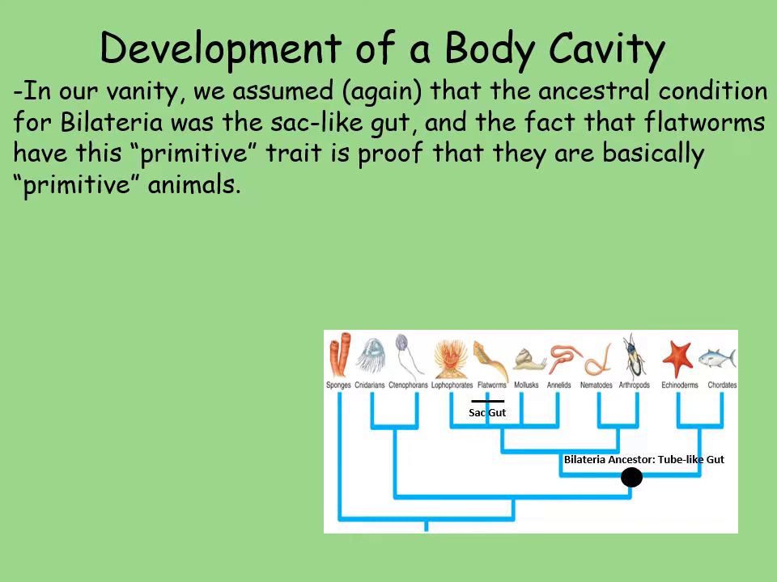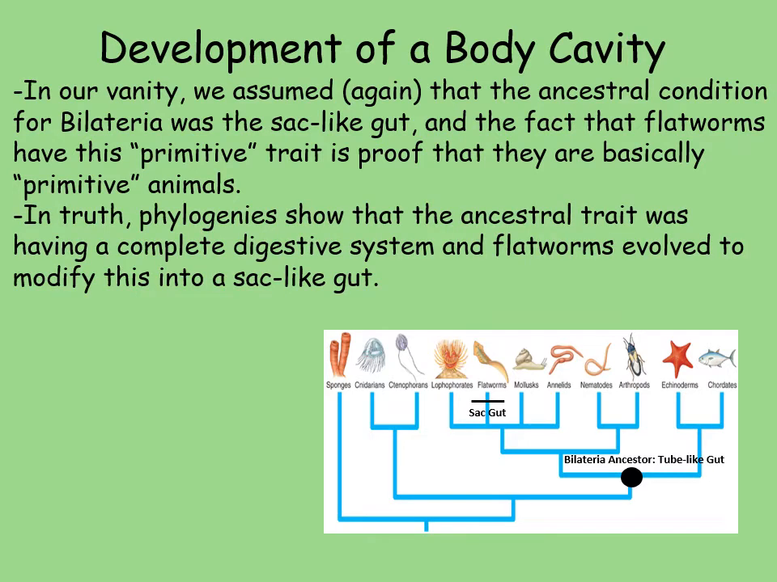So if you read textbooks from decades past, this is how they would write about flatworms, that they are primitive, that they maintain the primitive sac-like gut of our ancestors. But in truth, phylogeny showed that the ancestral trait was having a complete digestive system. Because if you look at where flatworms are nestled within the lophotrochozoans, all of their neighboring groups have a complete digestive system. So what this is telling you is that sometime in the past, flatworms evolved to change their tube-like complete digestive system into a sac-like gut. But the common ancestor of bilaterians had a tube-like gut, just like us.